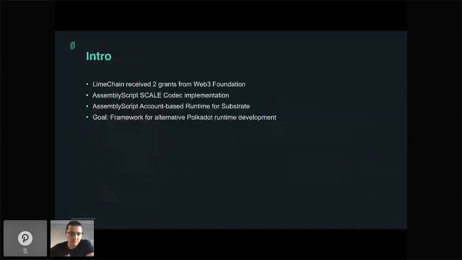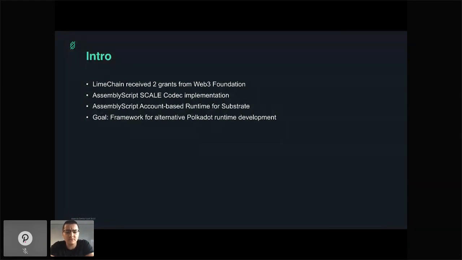Before we go into the specifics, I want to share with you how it all started. We received 2 grants from the Web3 Foundation on AssemblyScript related projects for Substrate and Polkadot. The aim there was to develop new libraries and provide new tools for developers to use. And the first grant was the development of a SCALE codec implementation in AssemblyScript.